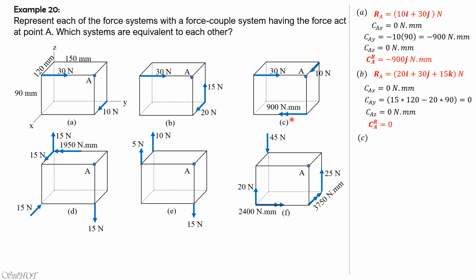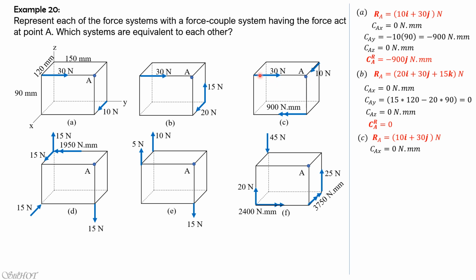Let's proceed to part C. For the resultant force, we have 10I plus 30J. This is a couple about the y-axis, and applying the right hand rule, that's negative 900J. So for the resultant force, it is equal to 10I plus 30J. Then, couple about AX: 10 is parallel, so none. 30 passes through AX, so 0. So CAX is 0.